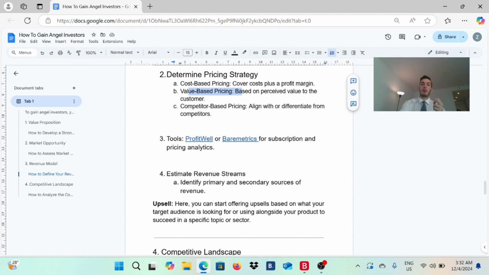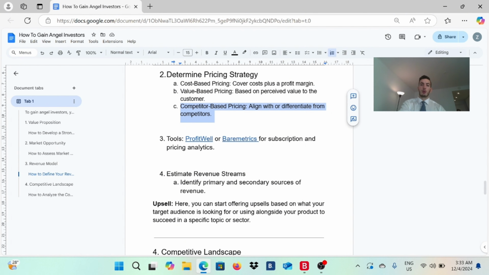Value-based pricing is based on perceived value to the customer. So you also need to look at how much value you are looking to provide to the customer and how you can price this value. Then there is competitor-based pricing, to align with or differentiate from competitors. You need to differentiate yourself from other competitors. As I told you, you don't need to have a lower price, you can just provide more value, more solutions, and solve more pain points with your product. That's what I can recommend you to do.